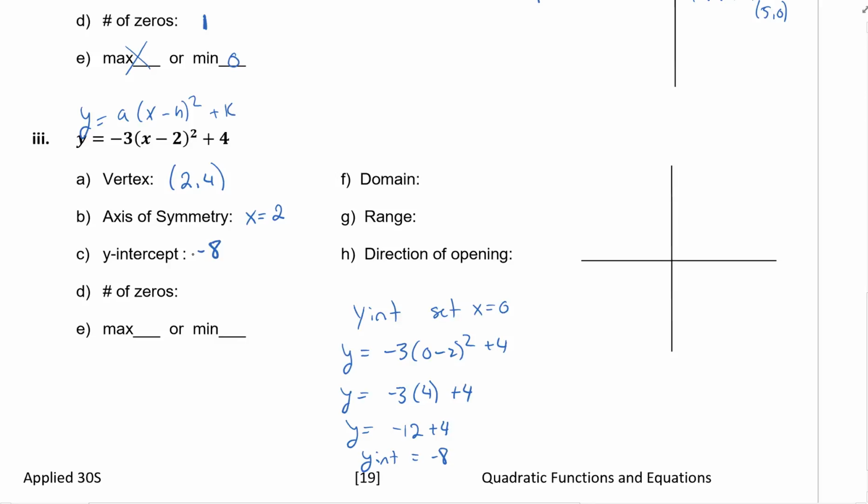That's the only one that's actually hard to get your y-intercept out of, but everything else comes so nicely. It's actually not too bad because you're substituting in for 0. How many zeros in this case? Well, let's go ahead and graph this. So it's at 2, my vertex, and 4. My y-intercept is at negative 8, down here.